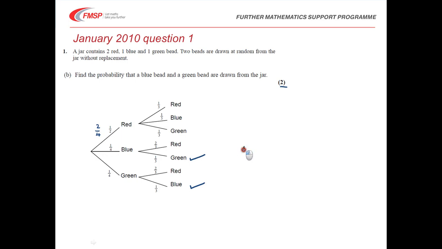So we've got 1/4 times 1/3, that's the first route, that's this one, or we've got 1/4 times 1/3, and if we work both of those out you get a value of 1/6.